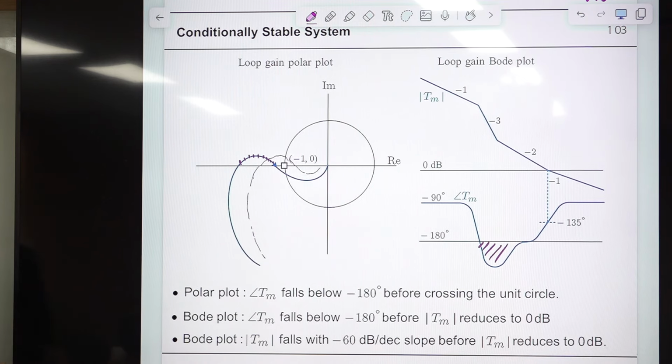A conditionally stable system is stable, originally stable, but becomes unstable with a reduced, smaller feedback gain.